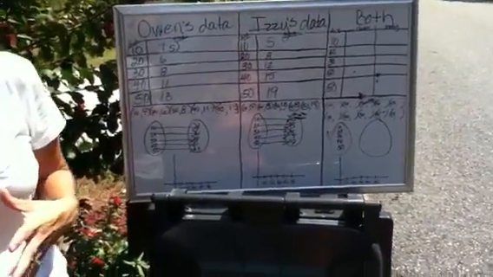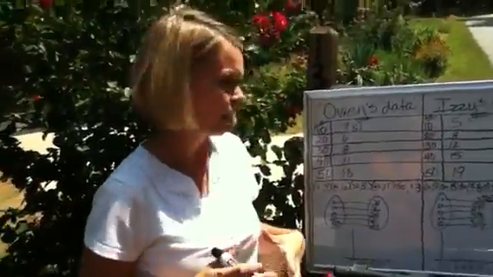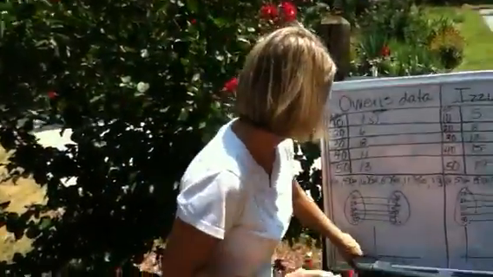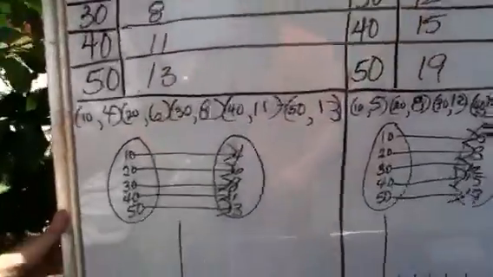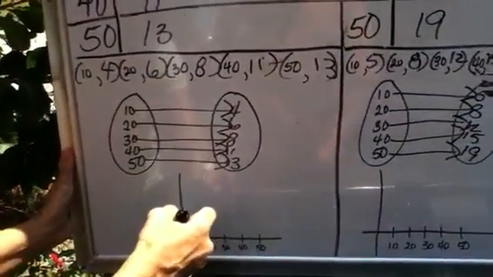Okay, we can also look at a relation or a function in terms of a graph on a coordinate plane. So I'm going to graph those points now as well. It's hard to see here.